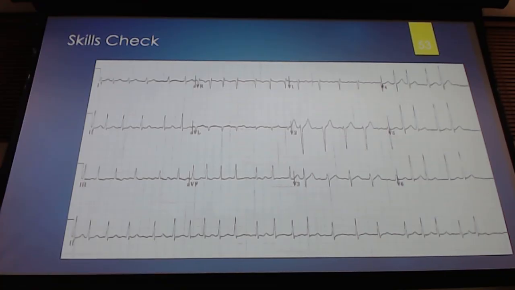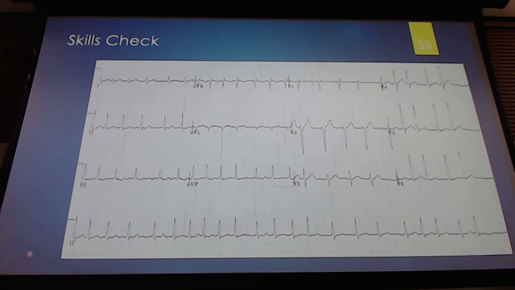If I give you something and I want you to know it's A flutter, it will be very obviously A flutter. You will see the flutter wave. Something like this, when you look at it and wonder whether those are flutter waves, we see a couple of areas that might make you think flutter waves. It could be A flutter with a variable block. But the history is going to be the same. Just know, if I want you to know it's A flutter, it'll be obvious.